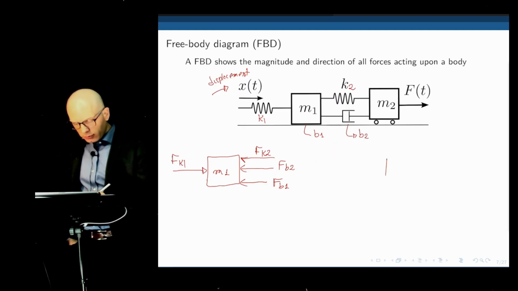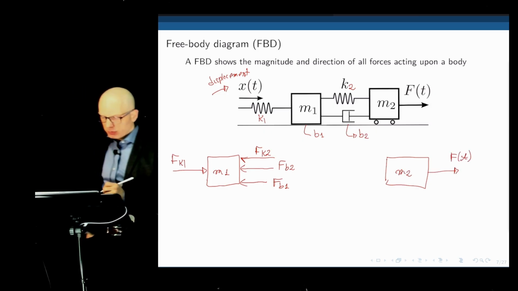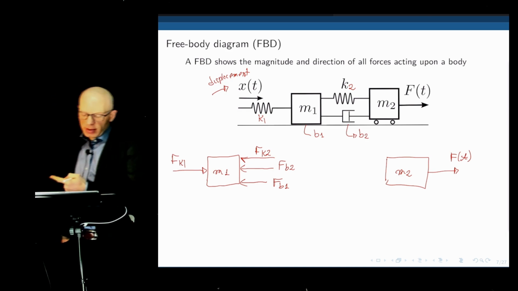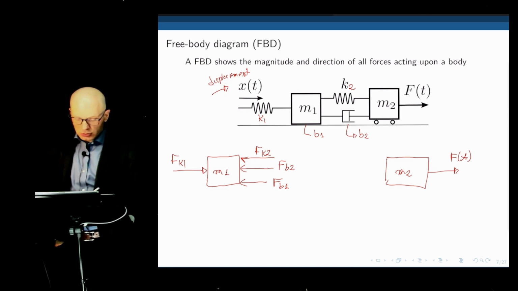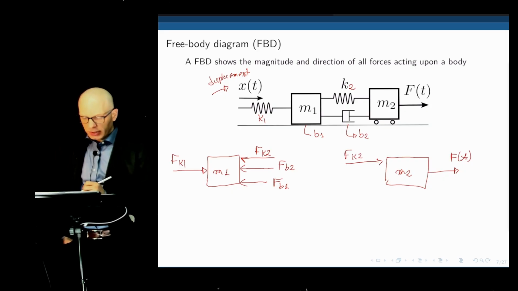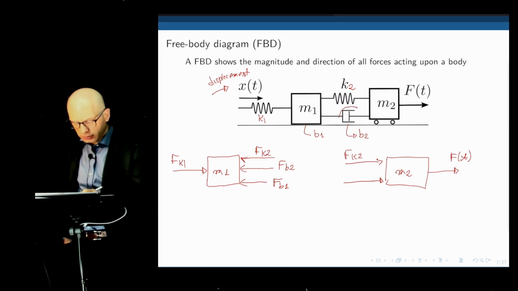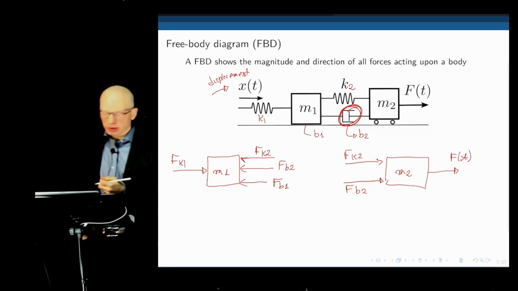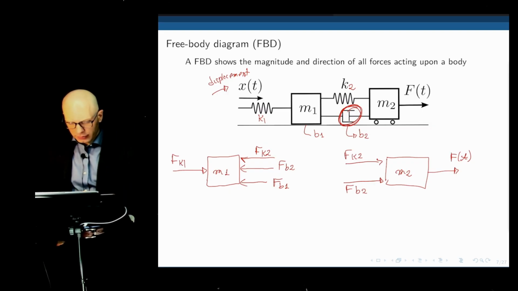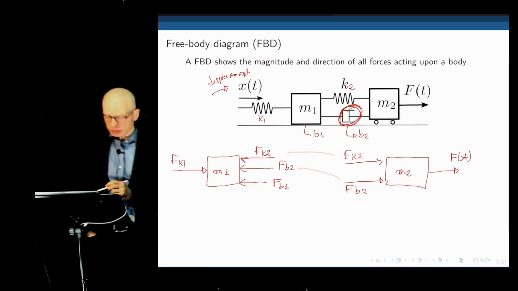All right. And now let's do M2. What is acting on M2? We have a force F of t. If the spring pushes M1 to the left, now we need to do M2 to the right. So when you connect them together, they cancel out. And the force due to friction, due to the damper here, Fb2 is pushing against the mass as well. So when you connect everything, you notice that these are going to cancel out.